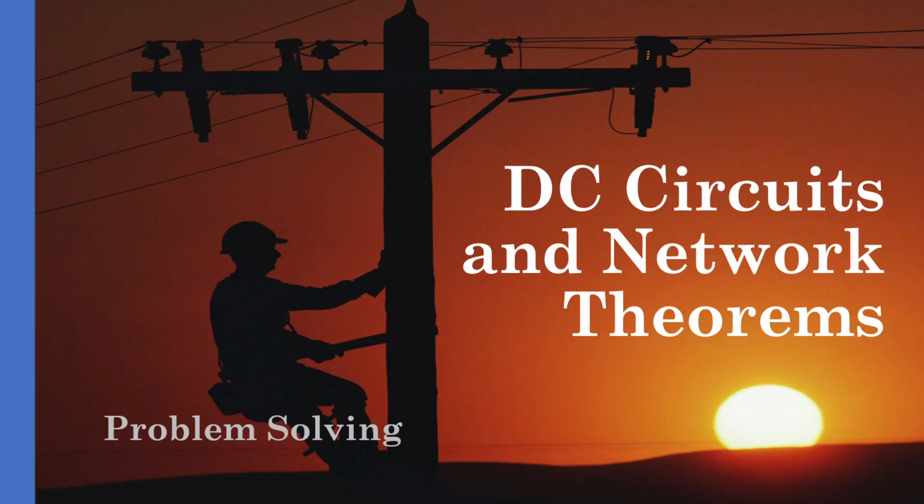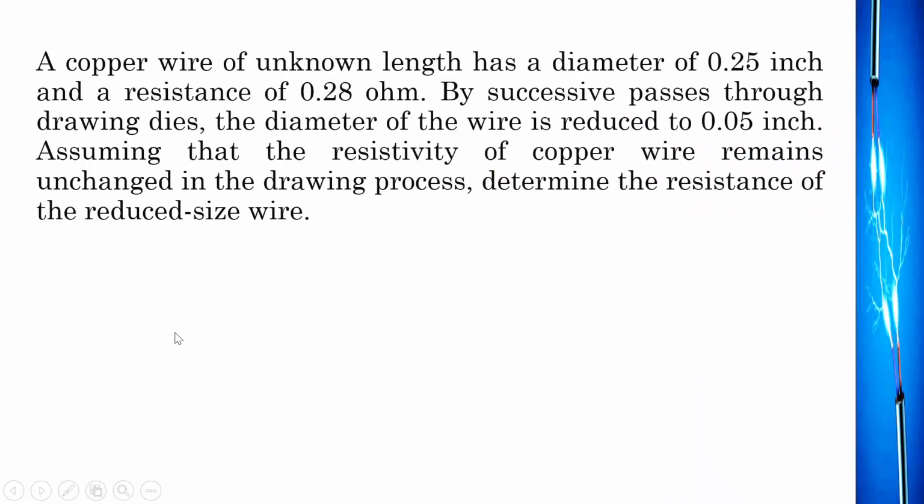Let's now proceed to other problems that we're going to solve in relation to what we discussed in DC circuits and network theorems. So let's start with our first problem. A copper wire of unknown length has a diameter of 0.25 inch with a resistance of 0.28 ohm. By successive passes through drawing dies, the diameter of the wire is reduced to 0.05 inch.